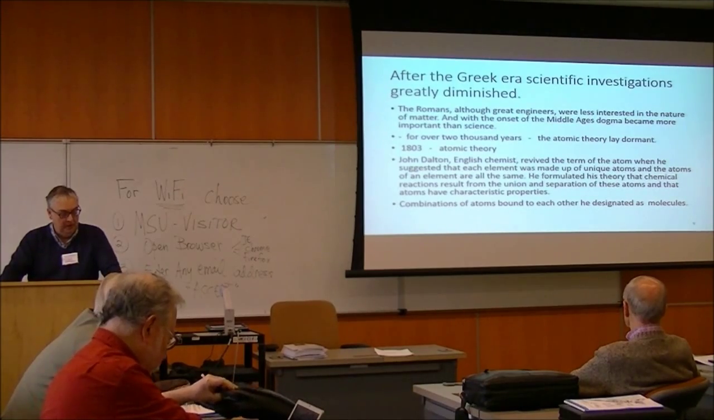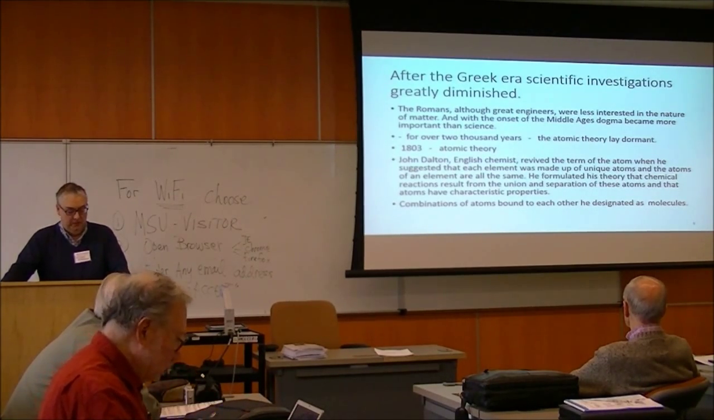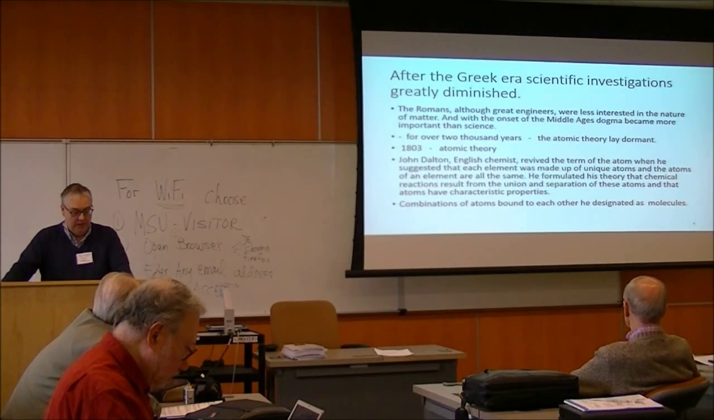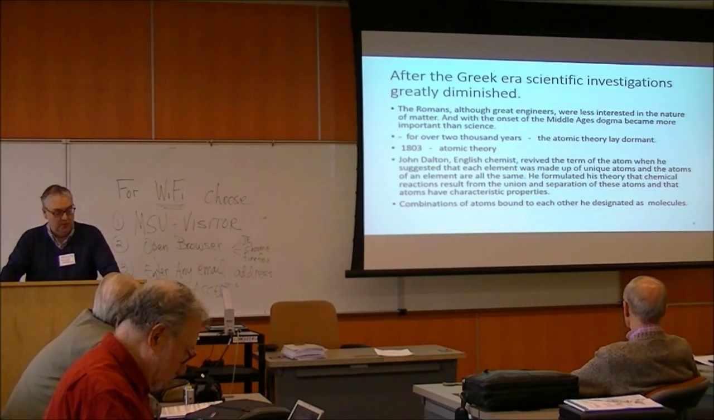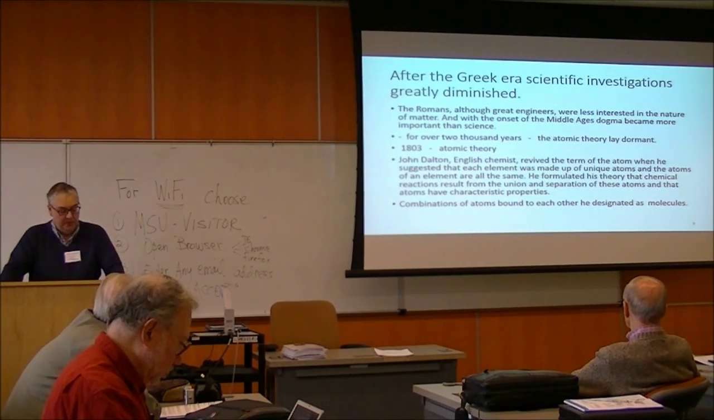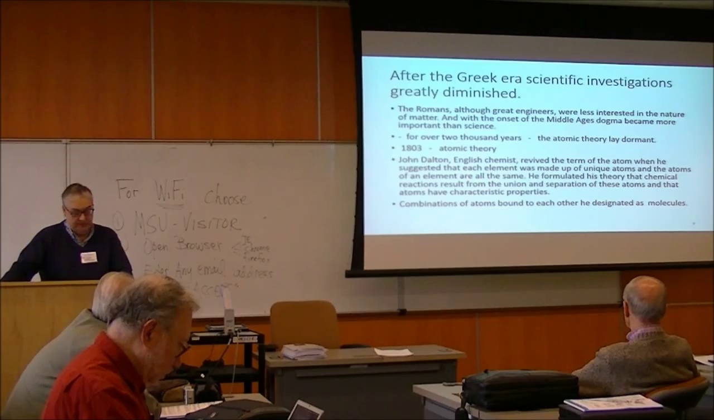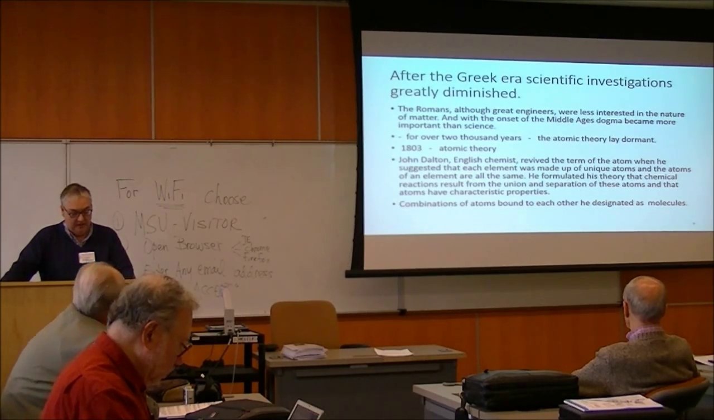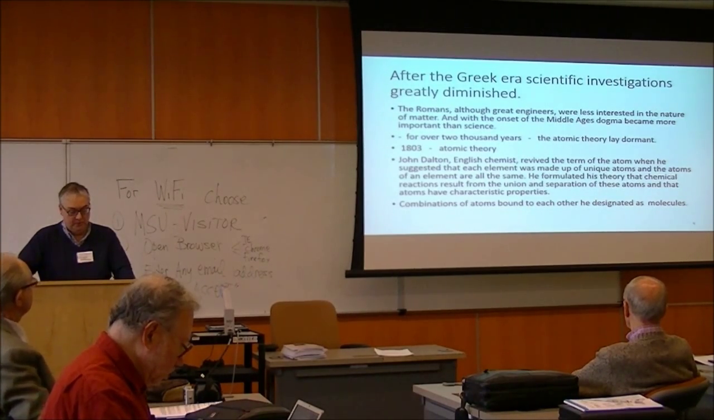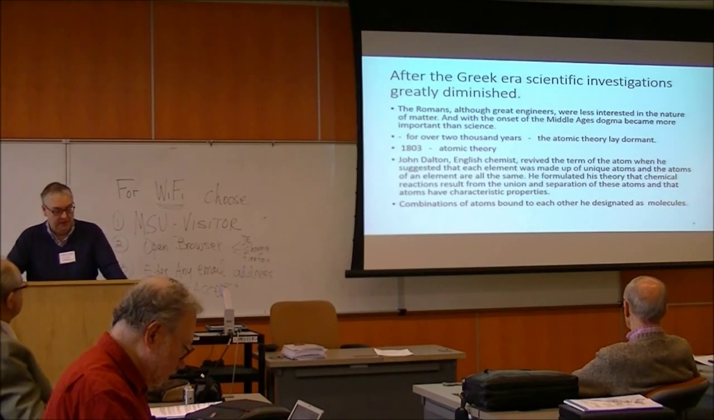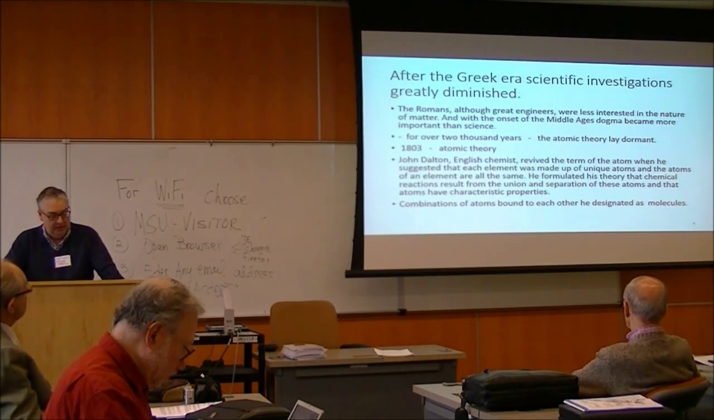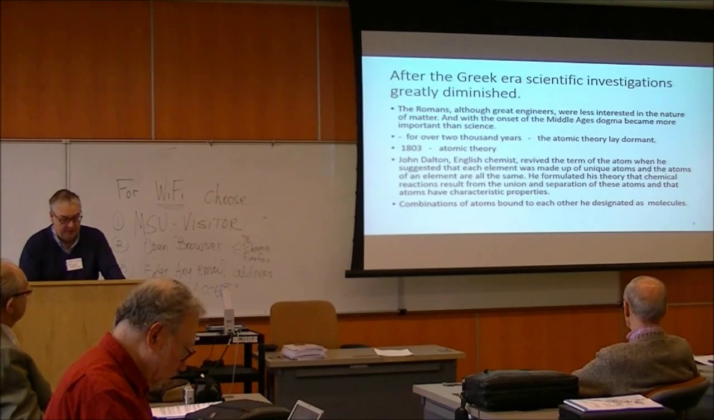John Dalton, an English chemist, divided the term the atom when he suggested that each element was made up of unique atoms, and the atoms of an element are all the same. He formulated his theory that chemical reactions result in the union and separation of these atoms, and that atoms have characteristic properties. Combinations of atoms bound to each other he designated as molecules.